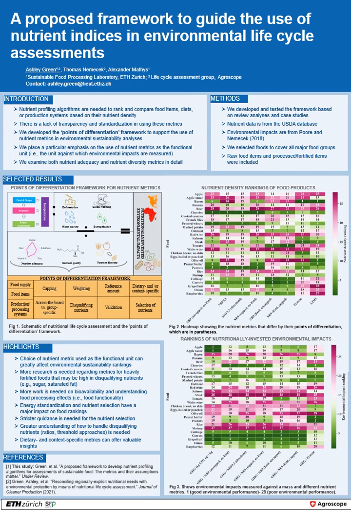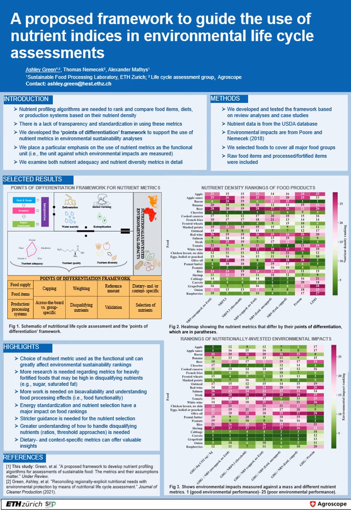Today I'll be discussing our forthcoming paper on developing a framework to guide the use of nutrient indices and environmental life cycle assessments. Nutrient indices, or nutrient profiling algorithms, are needed to rank and compare food items, diets, or production systems based on their nutrient density. Currently, however, there is a lack of transparency and standardization in using these metrics.